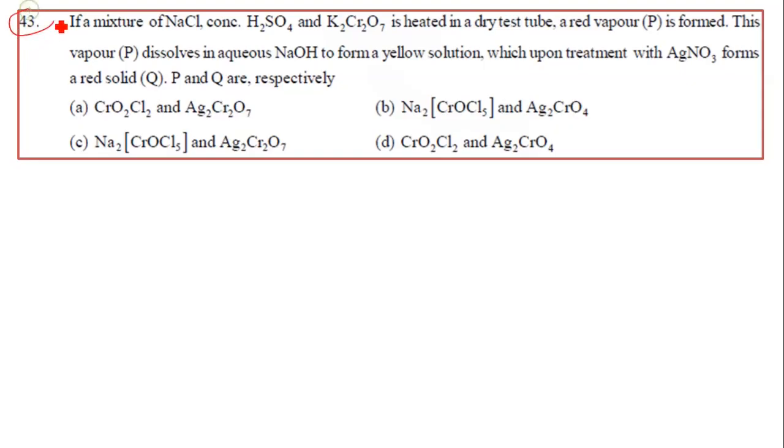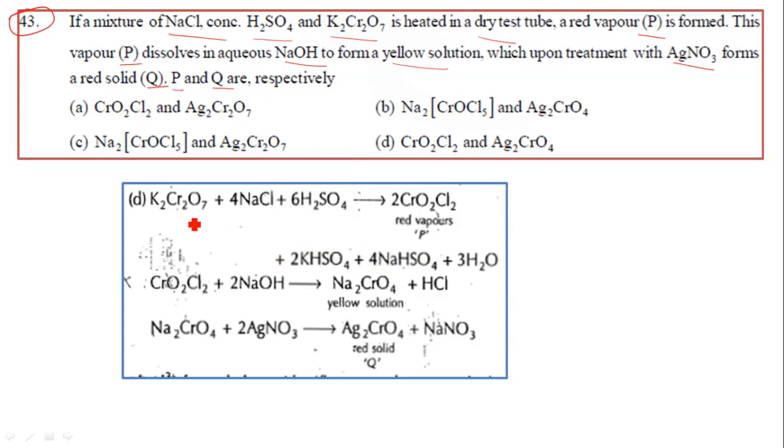Question number 43. If a mixture of sodium chloride, concentrated H2SO4 and potassium dichromate is heated in a dry test tube, red vapor of product P is formed. This vapor, that is product P, dissolves in aqueous sodium hydroxide to form a yellow color solution, which upon treatment with silver nitrate gives product Q. Now we have to identify the products P and Q. P and Q are respectively. Okay, we'll see this answer.